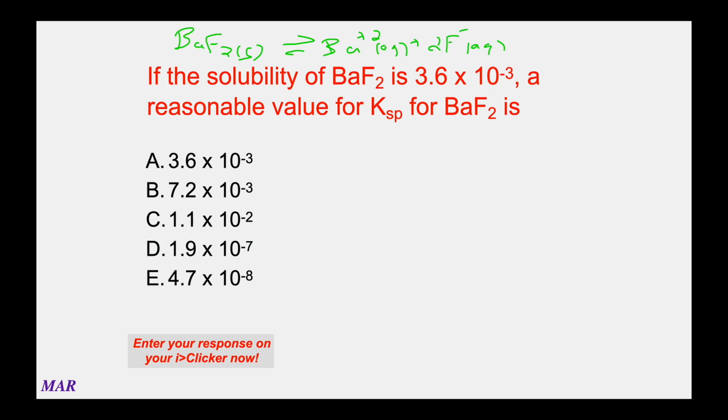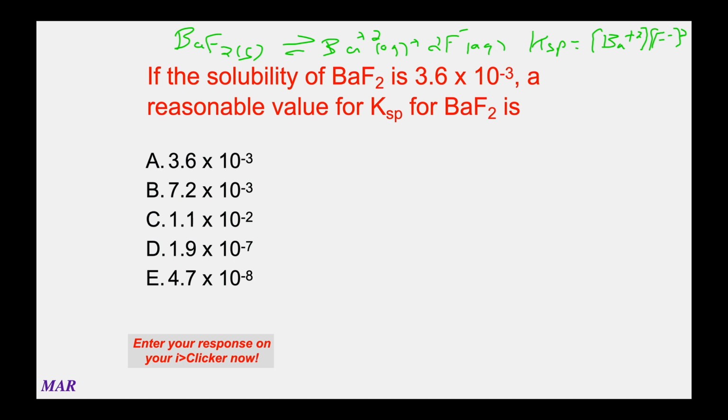Now, solubility is literally moles per liter, and it's a number that tells you how many moles of barium fluoride, in this case, are dissolving per liter. Well, Ksp is different than solubility. Ksp would be the barium concentration times the fluoride concentration squared. So we need to think about how solubility relates to Ksp.